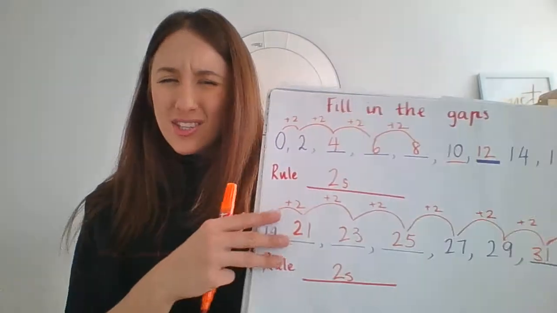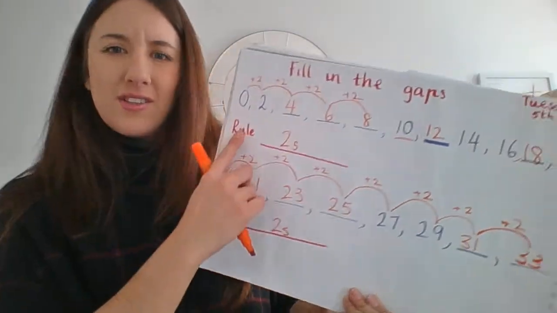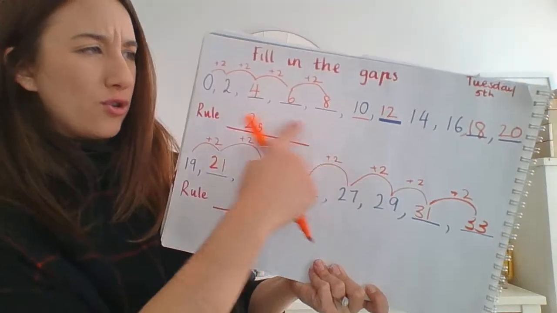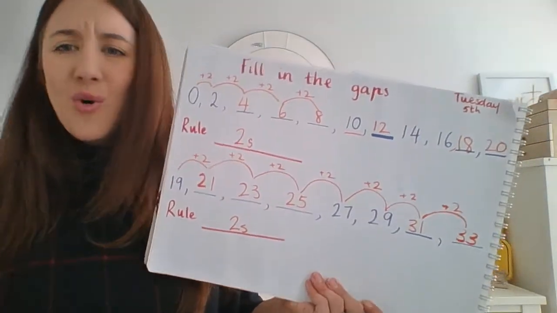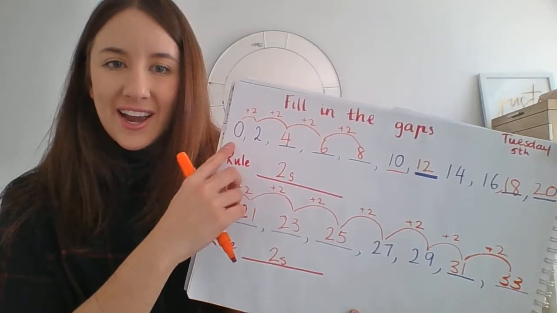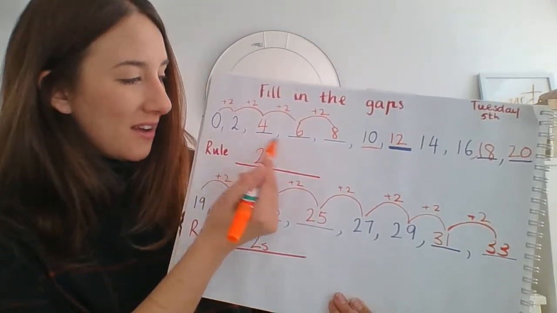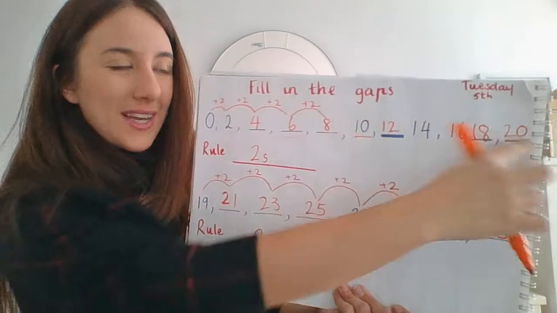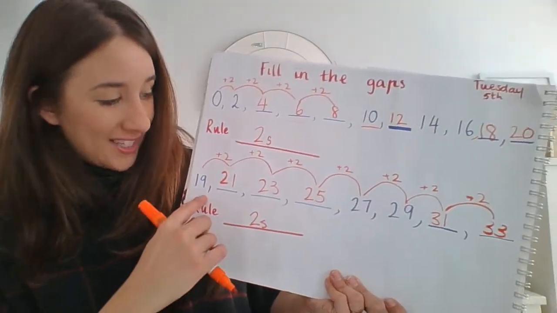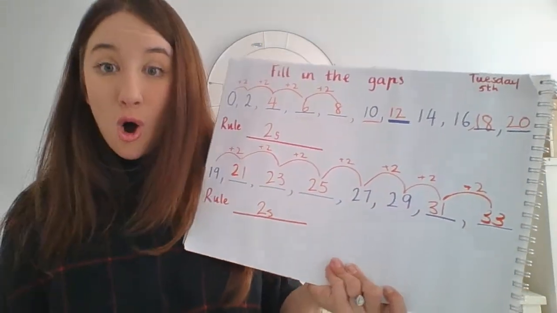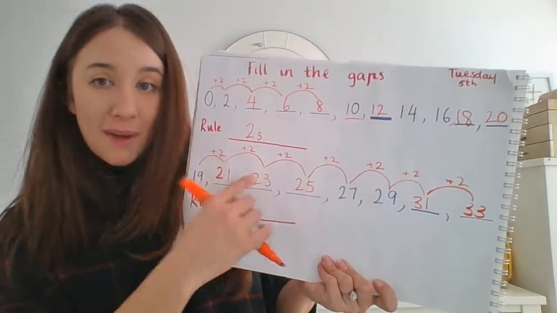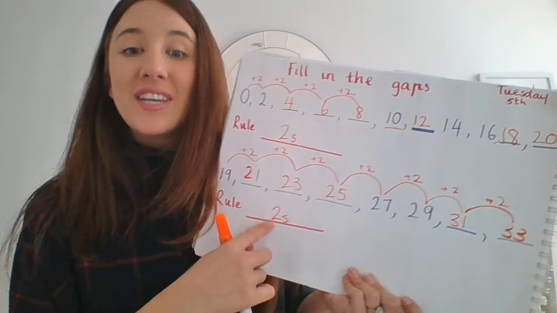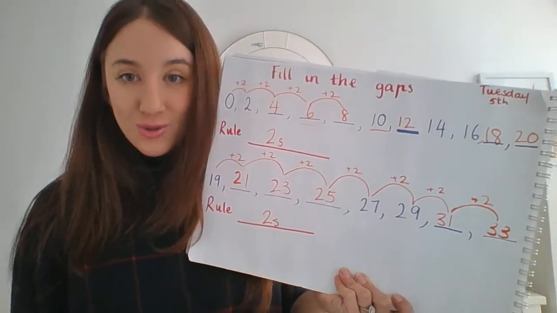So the interesting thing about this is that this skip counting pattern was by 2s and this is also by 2s. So it doesn't always have to start from 0, okay? And it doesn't always have to be the even numbers. We know that these numbers are even. I started with 19 and these numbers are all odd, okay? But if it jumps 2 each time, if we add 2 each time, then it is skip counting by 2s.